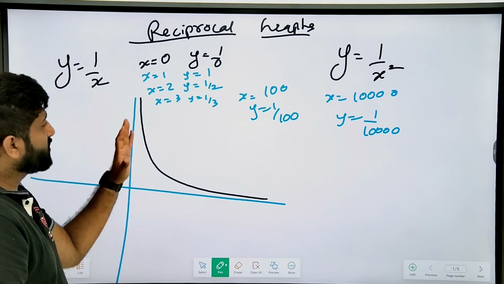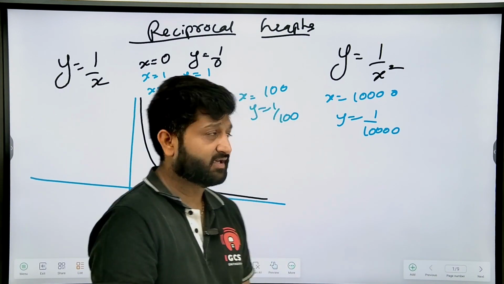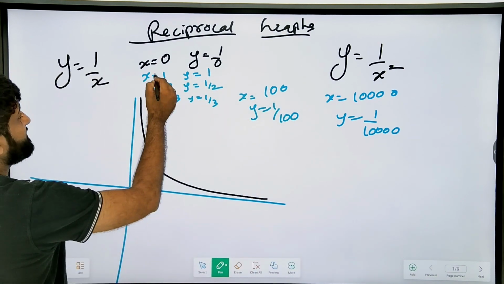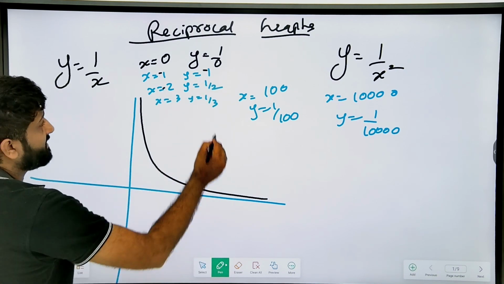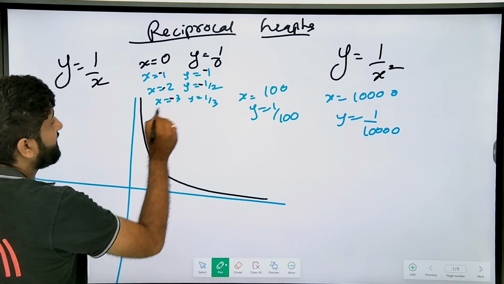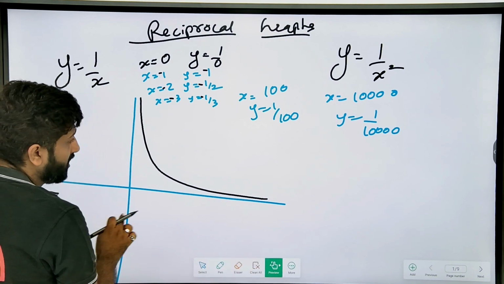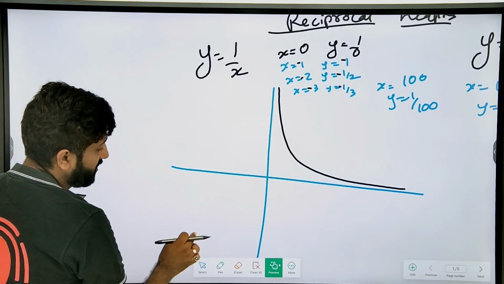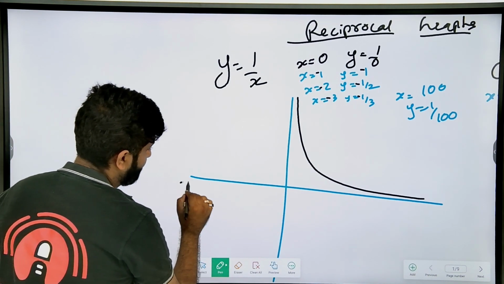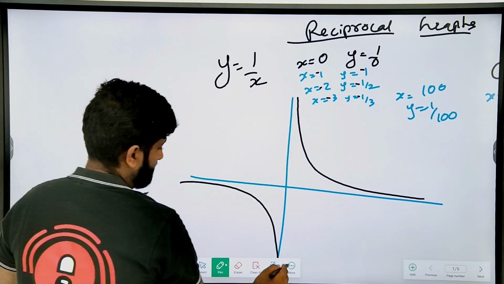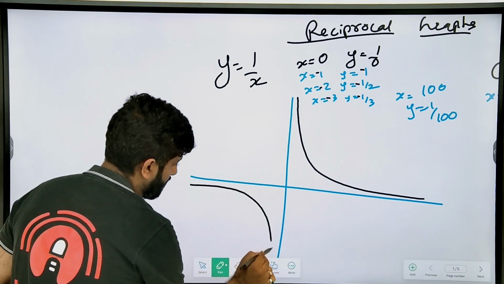Now, this was when the values of x are positive. What will happen when the values of x are negative? It would be a similar curve. When x is negative 1, y is negative 1. When x is negative 2, y is negative half. When x is negative 3, y is negative 1 by 3. So the graph would look somewhat like this.